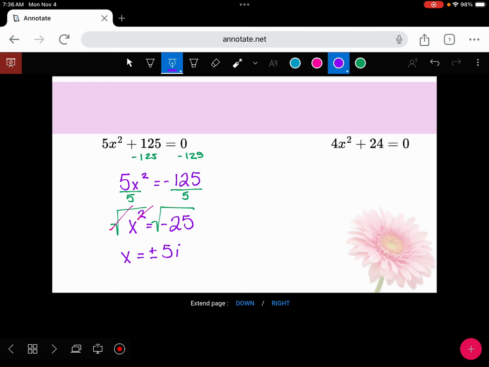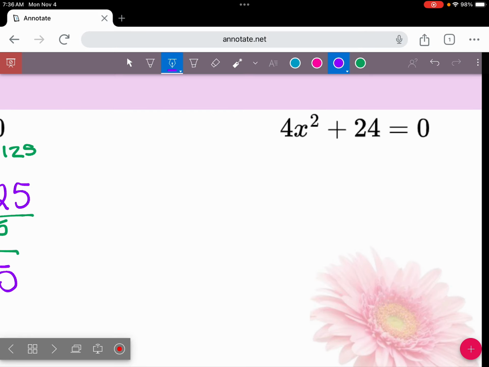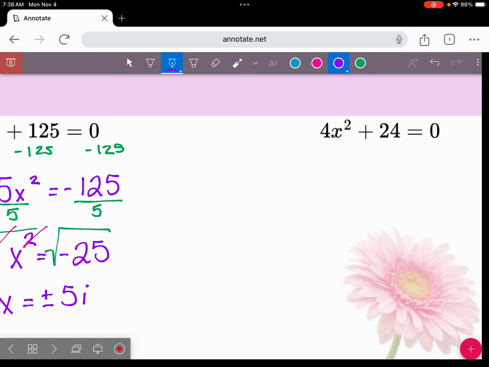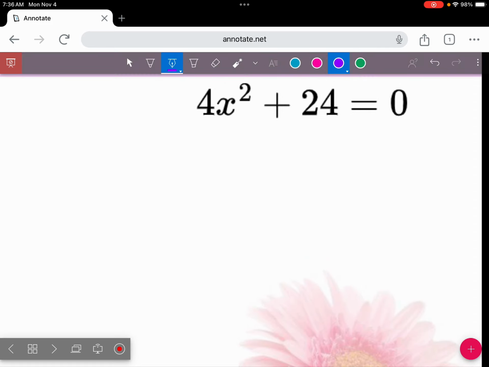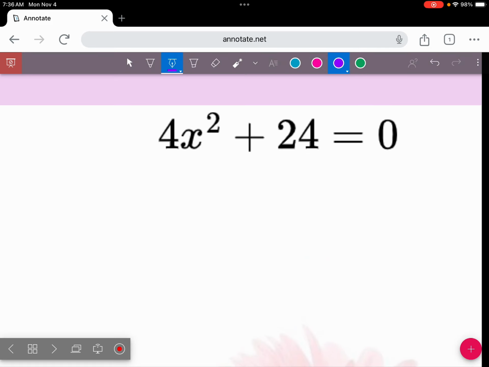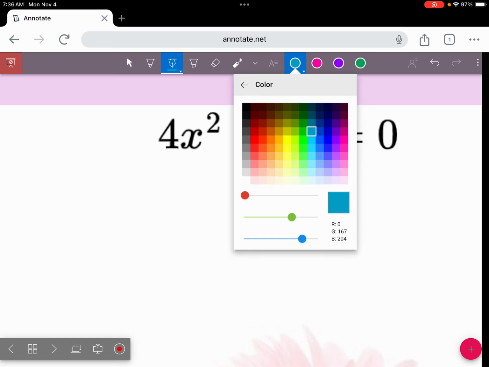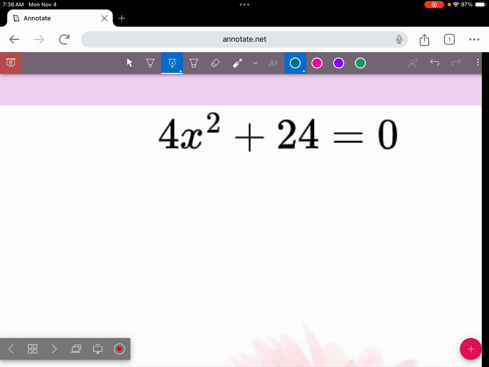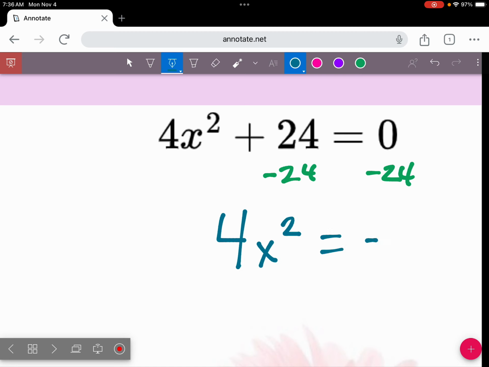Questions on the first one? All right, then let's look at the right one. What is going to be our first step over here? Subtract our 24. I never like this one. It's okay, you don't have to like it. 4x squared equals negative 24.